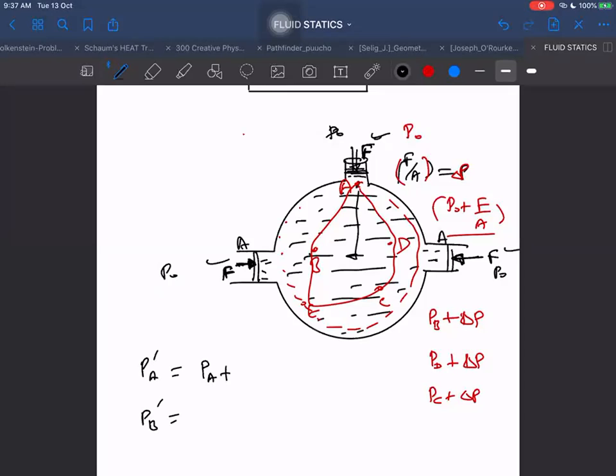Three plus F by A, sir? That is a common misunderstanding. It is not 3F by A. It is F by A. They will not get cancelled, sir. It will be PA plus F by A. Here also PB plus F by A.